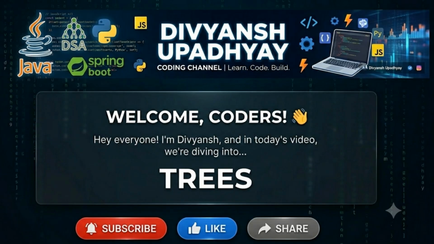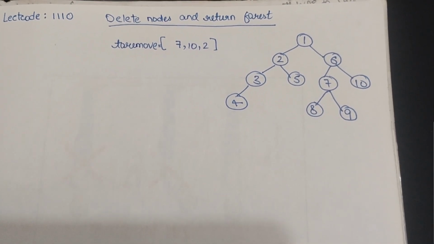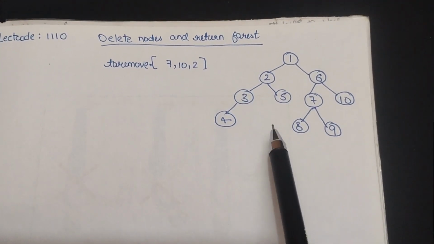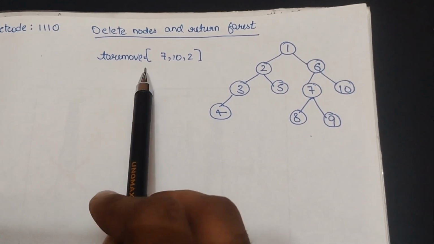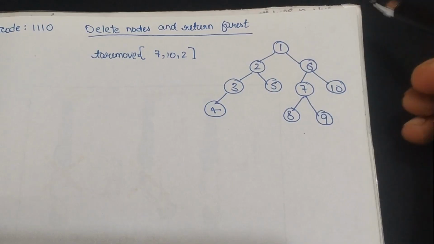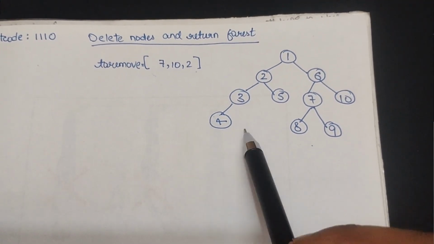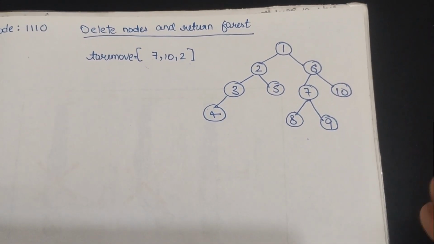In this video we will be solving another LeetCode problem, that is LeetCode 1110, delete nodes and return forest. In this problem we are given a tree along with a to remove array. The problem statement says that we have to remove these nodes and then return a list of forest. Forest is simply a bunch of subtrees.